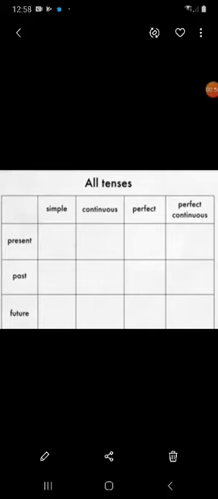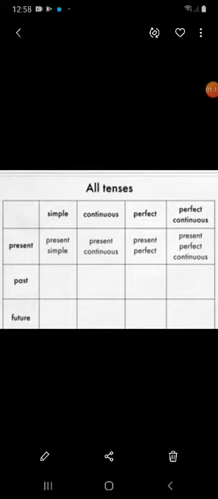So here is the chart showing all of the tenses. There are three times: present, past, and future. And four aspects: simple, continuous, perfect, and perfect continuous. So the times and the aspects, when they combine, make the 12 tenses in English.